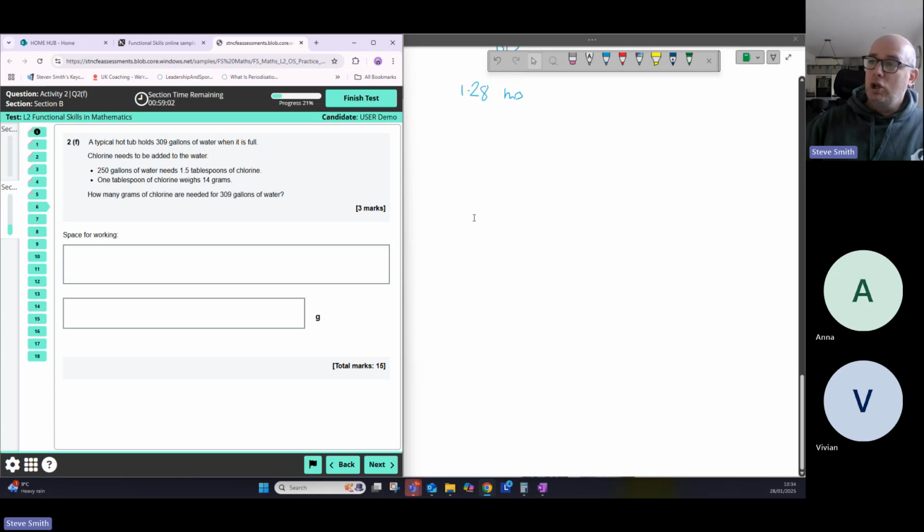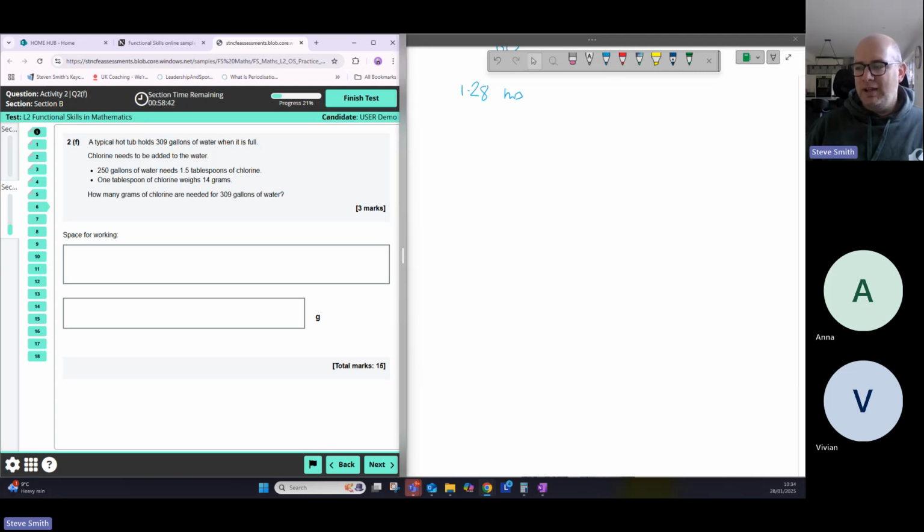Next question. A typical hot tub holds 309 gallons of water when it's full. Chlorine needs to be added to the water. 250 gallons of water needs 1.5 tablespoons of chlorine. 1 tablespoon of chlorine weighs 14 grams. How many grams of chlorine are needed for 309 gallons of water?